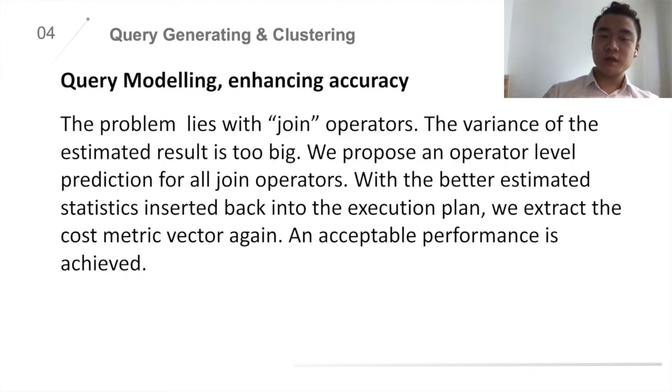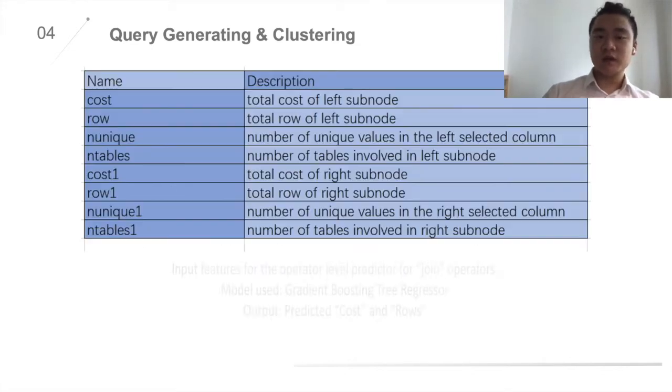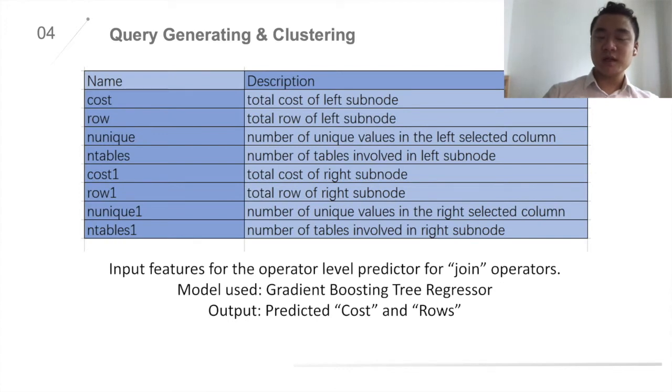Our approach is to use operator-level prediction. For the sake of time, we'll save the discussion, but one intuition is that instead of using the statistics estimated by the cost model in the DBMS, we build a single-operator prediction model using machine learning techniques, using a gradient boosting tree regressor to estimate the cost and rows ourselves. And we mix the statistics we estimated with the statistics estimated from the DBMS. In this way, we managed to achieve an acceptable performance error.